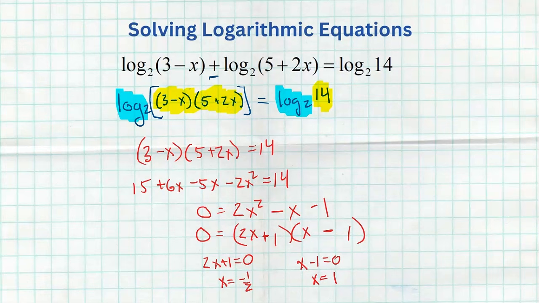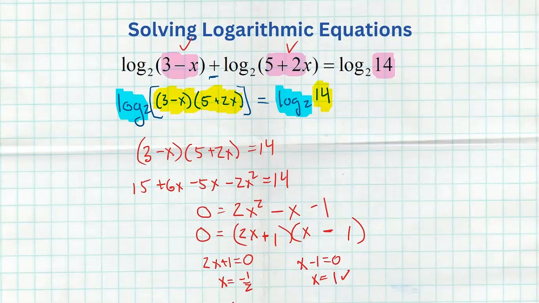Now, it's important when you're working with logarithmic functions to check for extraneous solutions. The inside of a logarithm can never be negative. So if something makes the inside negative, then it's an extraneous solution. Obviously, 14 is already positive, so nothing I could do there. Let's check 1. 5 plus 2 times 1 is going to be 7. That's a positive number. 3 minus 1 is 2. That's a positive number, so it checks out.